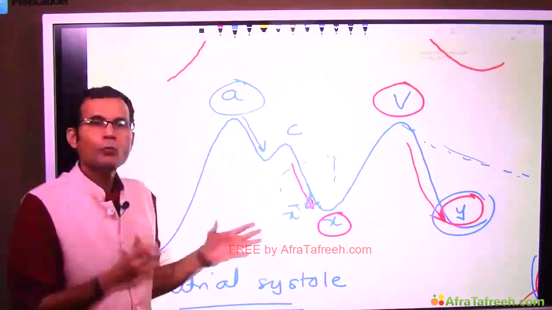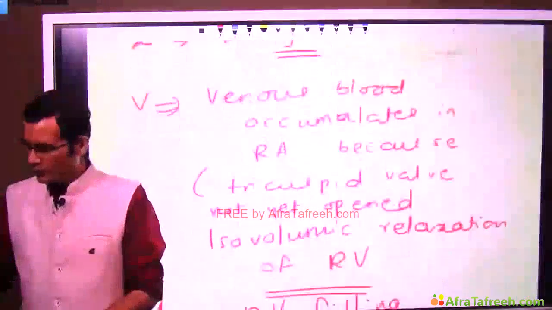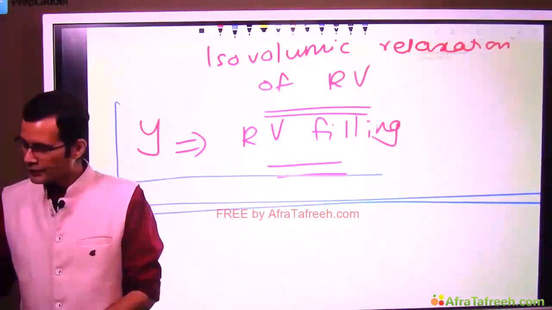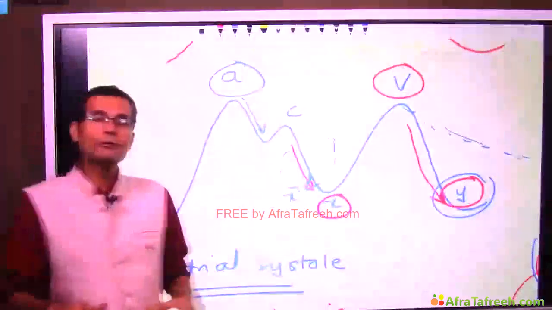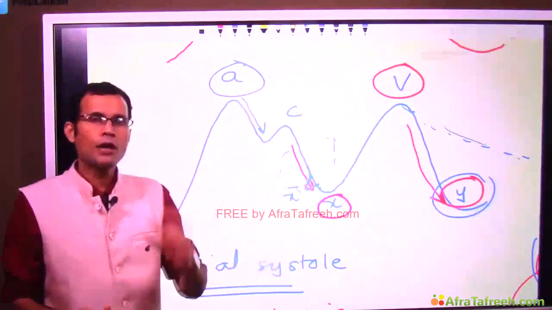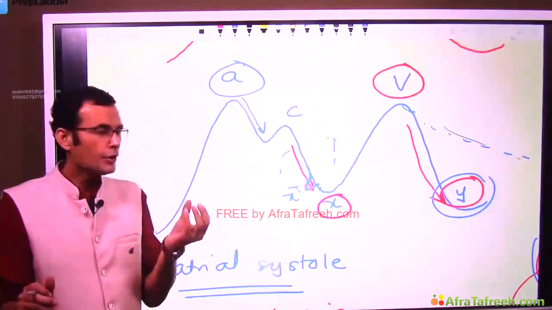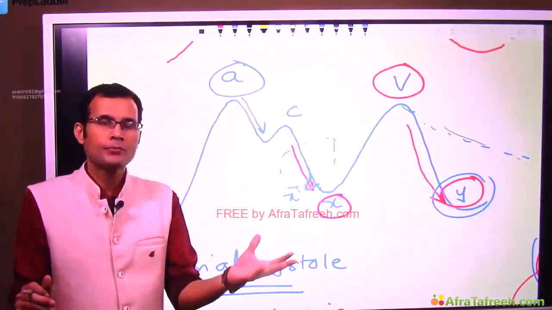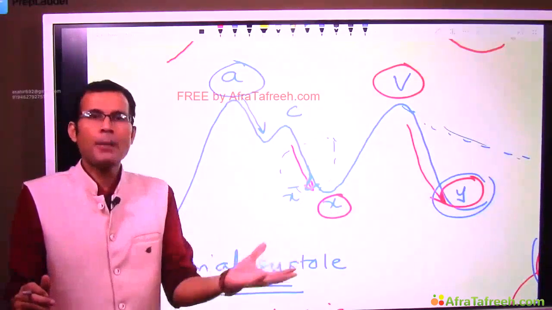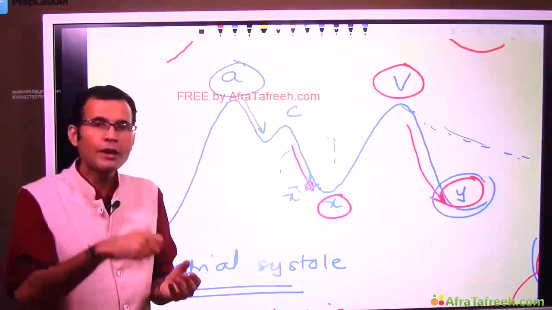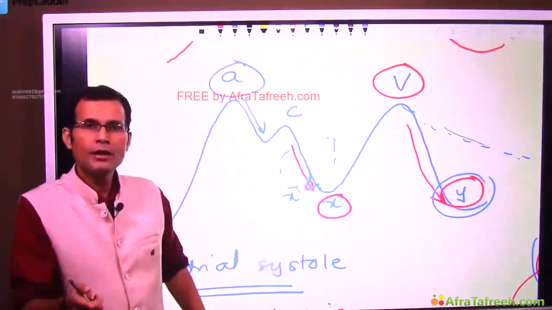Think about this. Y downslope is created by what? What does it represent? The Y downslope represents ventricular filling. Now, if the condition is constrictive pericarditis or cardiac tamponade, what happens in those conditions? There is restriction to the expansion of the heart during diastole and during filling. The ventricles cannot expand normally and therefore they cannot accommodate the blood normally. So that's what happens in constrictive pericarditis.